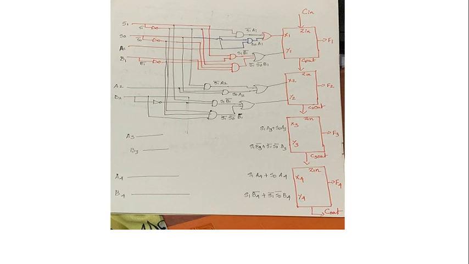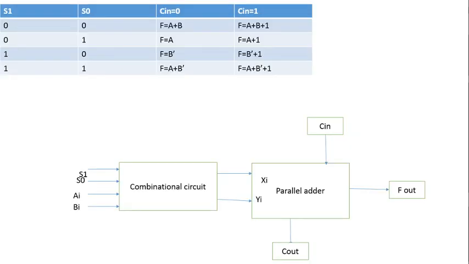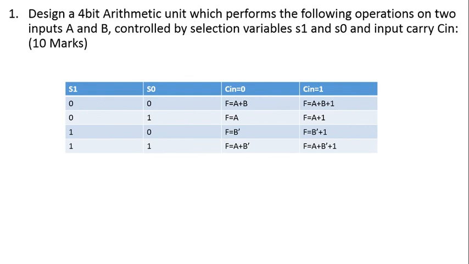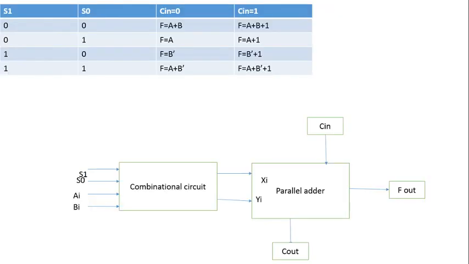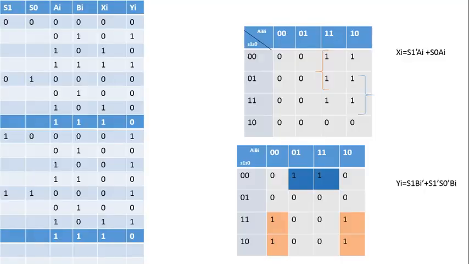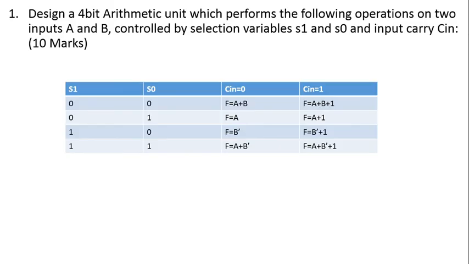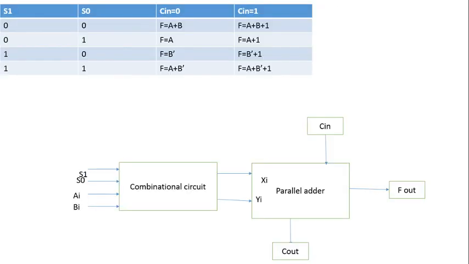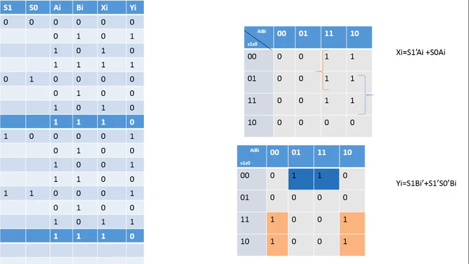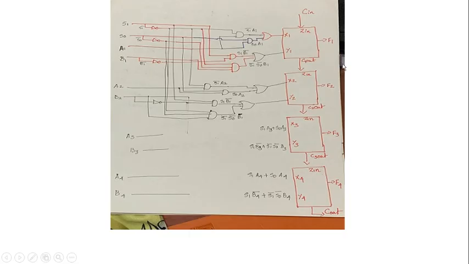Okay, so this is the final answer for this particular question asked in the previous university exam. So if we know the procedure, we can derive the combinational circuits for any such questions, and we can score the full 10 marks. So find the expression properly and draw the diagram. Okay.